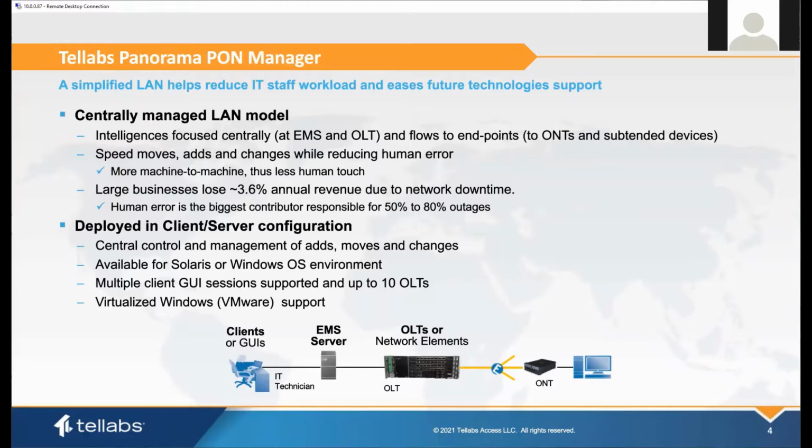Our Panorama PON Manager is a centrally managed model. That is, the manager runs on a central server. It connects out to our OLTs to manage them. And then we use client applications to connect to that server and configure, run, monitor, do all kinds of things with it. This kind of a model and having a centralized management inherently gives us better speed in changes and moves and adds, in efficiencies of being able to control large networks at the same time. I don't have to go to multiple different devices to manage them. They're all managed through a single interface.